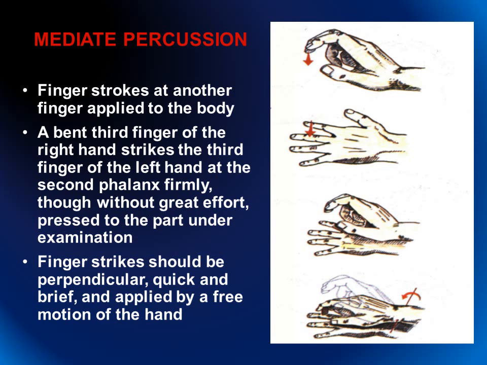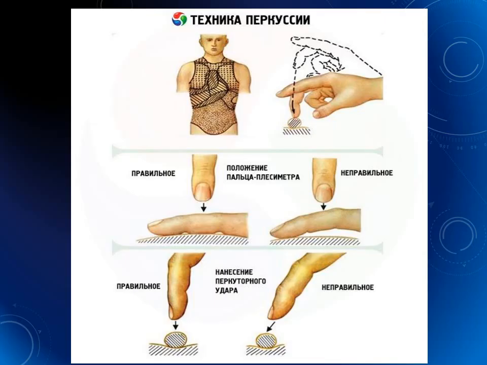It must be firmly placed on the body, and finger strikes should be perpendicular, abrupt, very quick, and applied by a free wrist. This slide demonstrates two techniques, the correct and wrong techniques of performing percussion. On the left side, you see the correct position of fingers and correct direction of strikes.